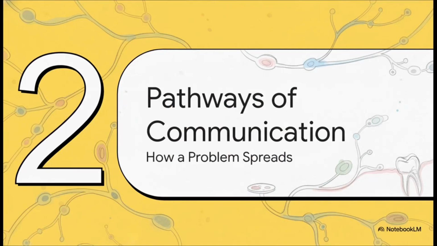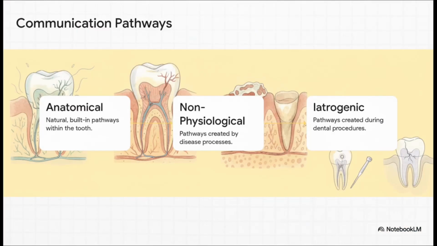All right, so if these tissues are so connected, how does a problem actually spread from one to the other? Well, it all comes down to these pathways of communication. Think of them like highways. If you can understand the routes, you can pretty much trace any problem all the way back to where it started. We can basically break these pathways down into three main groups.